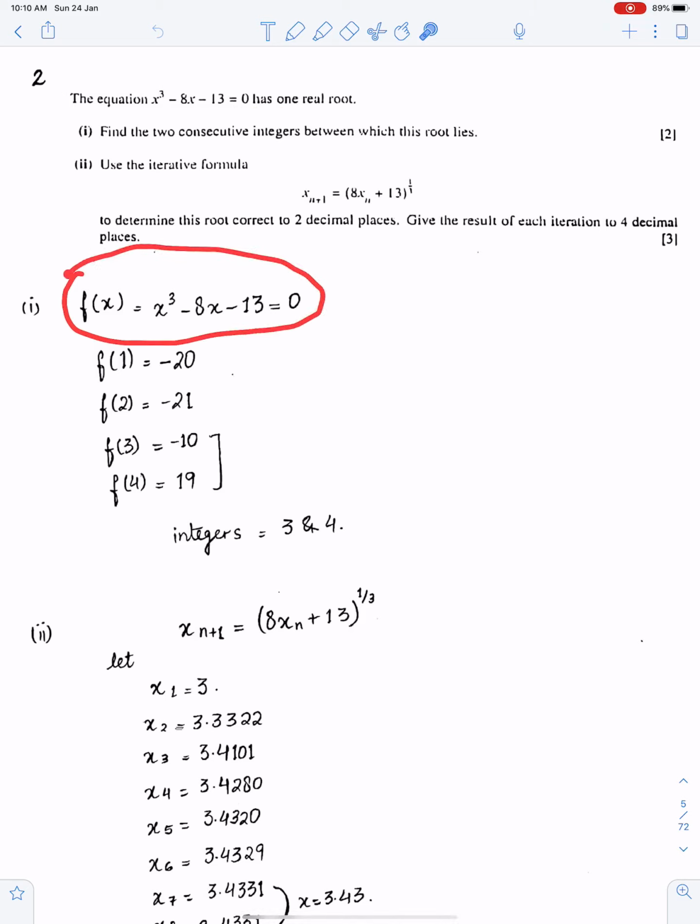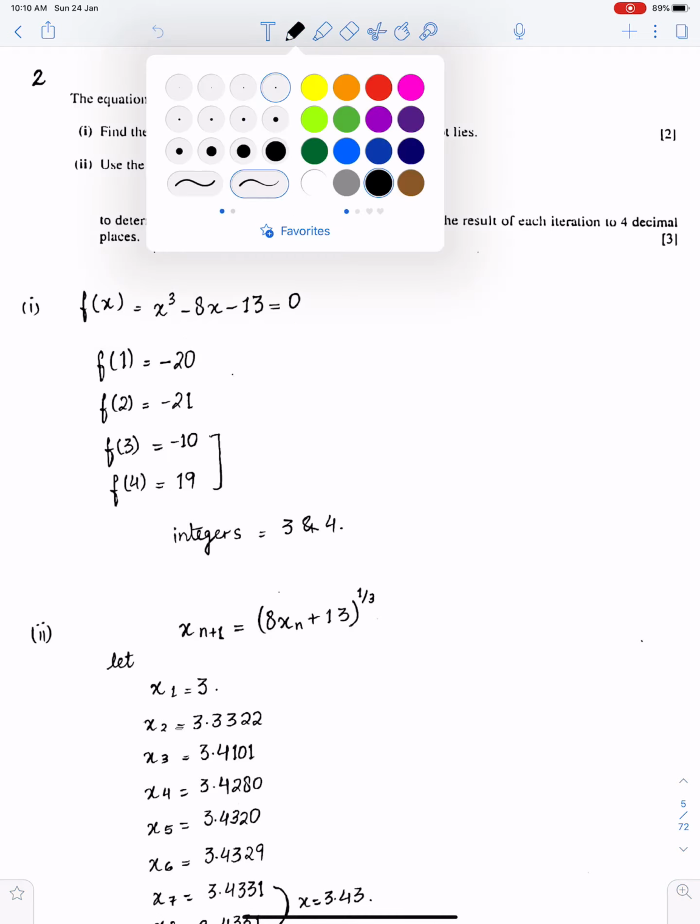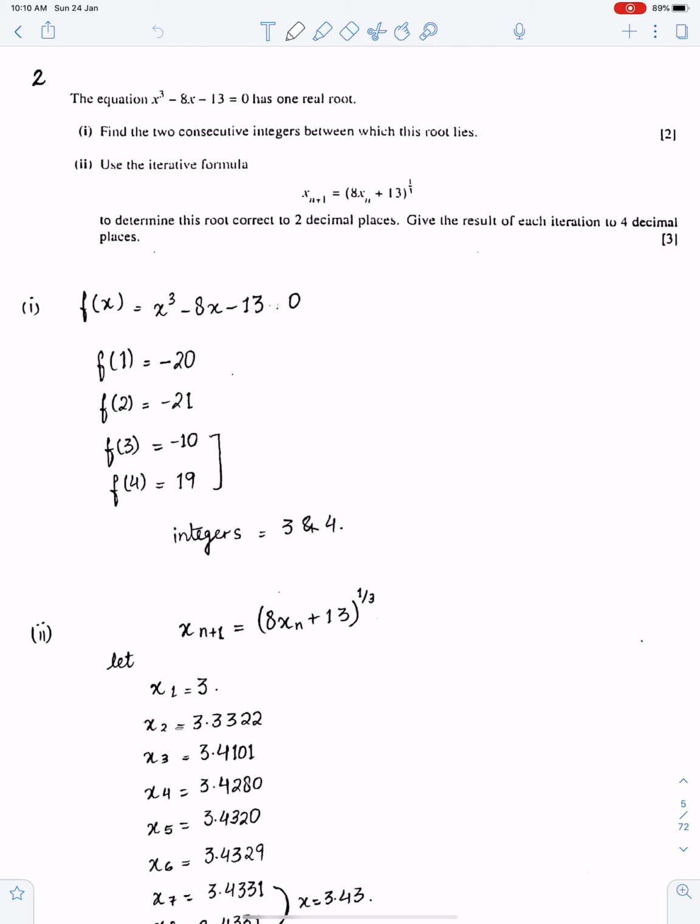Let's suppose this equation is f of x. You need to suppose this as f of x first. And then part 1 is: find the two consecutive integers between which the root lies. For that, you need to try the numbers. This is the type 6 question, I think. You need to use the trial and error method.